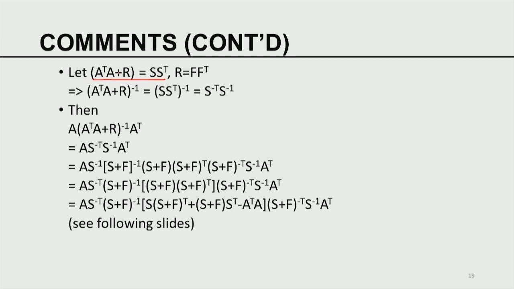A is a matrix, A transpose A is a Gramian, A transpose A plus R is a symmetric matrix. Let this be the square root of that, that is generic. Let R be FF transpose. Therefore, the inverse of this is the inverse of this, which is given by the inverse of that. And I am now going to consider a matrix of this type. I already know the square root of A transpose A plus R given by that. I am going to substitute this using this.